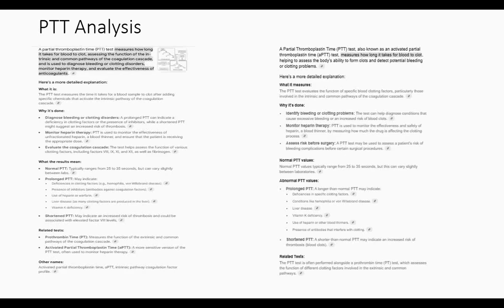PTT analysis checks how long it takes for the blood to clot and assesses the function of the intrinsic and common pathways of the coagulation cascade. Why it's done: to diagnose bleeding and clotting disorders, monitor a certain type of therapy, evaluate the coagulation cascade. What do the results mean? Normal PTT ranges between 25 to 35 seconds. Prolonged PTT may indicate deficiencies in clotting factors, presence of inhibitors, use of different kinds of medication, liver disease, vitamin K deficiency.